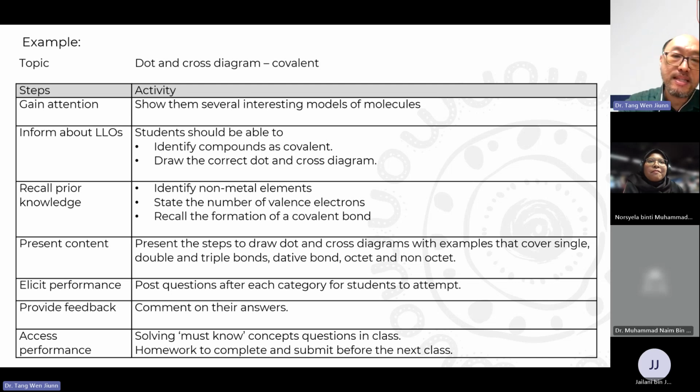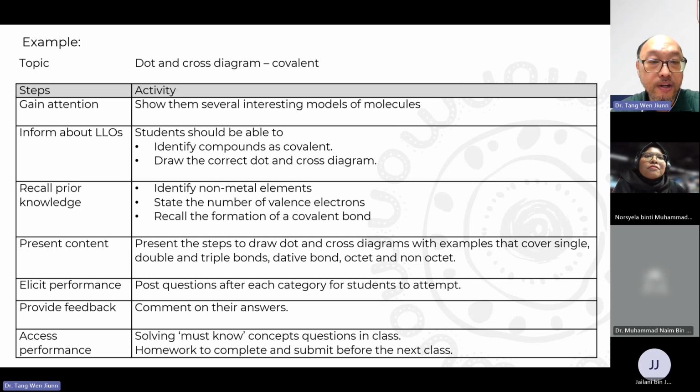So maybe I can use some ball and stick models, like for example, like this. I think you can see it. Yeah. So you can just show them first. Oh no, this is the thing. So let them see and touch, and then ask them a few questions. Okay, then after that, I will continue with the learning outcome. So by the end of this lesson, you should be able to do what? Identify the compounds, draw the correct dot and cross.